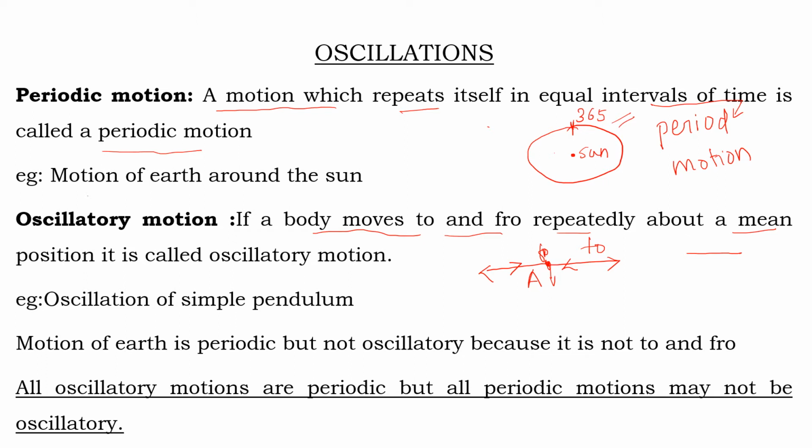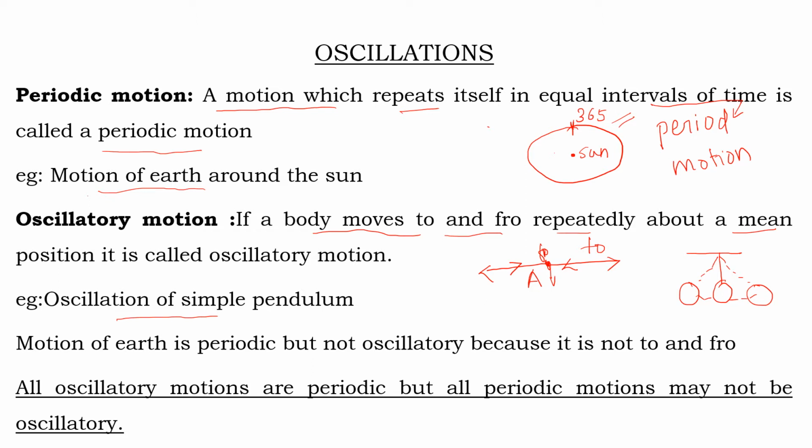And we know a familiar example of the oscillatory motion, that is the motion of a simple pendulum. A simple pendulum means a very small bob which is attached to a flexible, lightweight or weightless string. And the oscillation of the simple pendulum is oscillatory one. That is, it is a to and fro motion, and hence it is an oscillatory motion. That is, the motion of Earth around the Sun is an example of periodic motion, and the oscillation of a simple pendulum is an example of oscillatory motion.